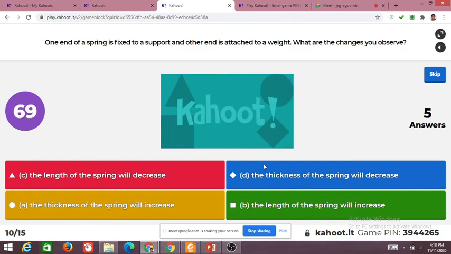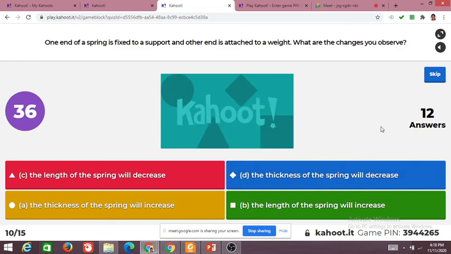A spring is fixed to a support and the other end of the spring is attached to a weight. What are the changes you observe to the spring? Red, length of the spring decreases. Thickness of the spring will decrease, thickness of the spring will increase, and the last option, the length of the spring will increase. So a weight is hanging to the spring. So what will happen?